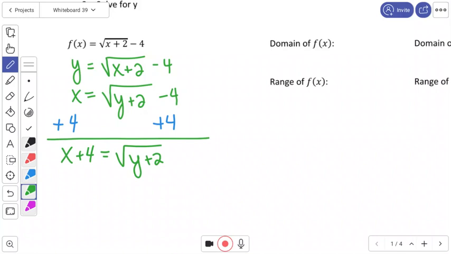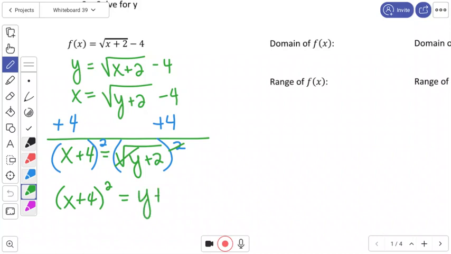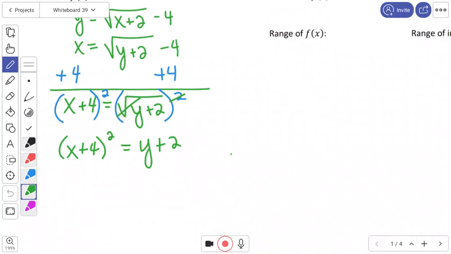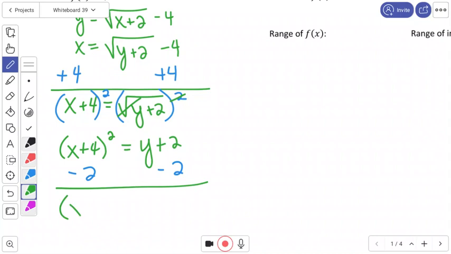Now I've got that y plus 2 stuck underneath my square root. The inverse operation for square root, to undo the square root, is to square it. If I square the right side, I've got to square the left side. So we end up with x plus 4, quantity squared, equals y plus 2, because the square root and the square undo each other. We're almost there. We have to subtract 2 from both sides of our equation.